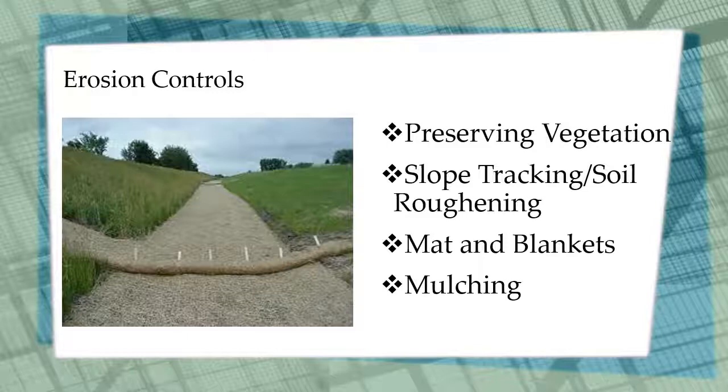Now we're going to cover the erosion controls that you might use on your project. The first one will be preserving vegetation. We'll go over slope tracking and slope roughening. We'll talk about mats and blankets and mulching.